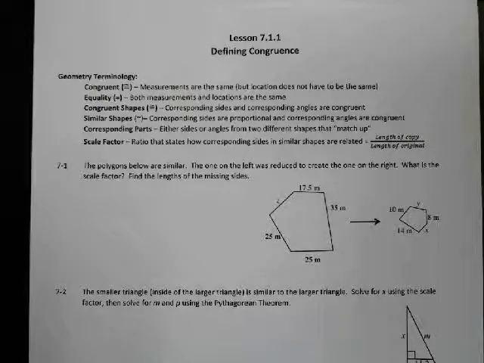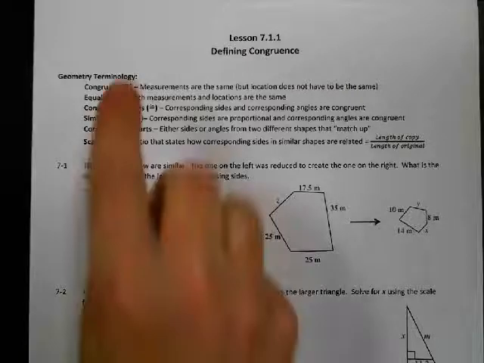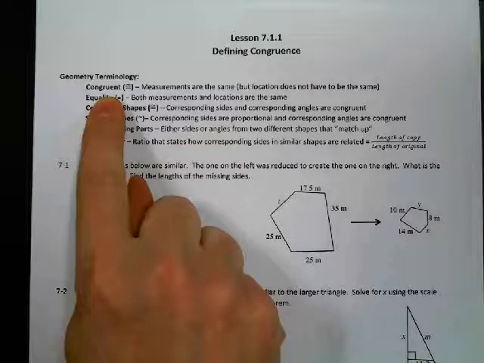All right, Advanced Math 8, I've got lesson 7.1.1, defining congruence. And we're going to be getting into a little bit of geometry here. So we're going to take a break from algebra. There'll still be some algebra in here, but for the most part, we'll be focusing most of our efforts on geometry at this point. Now, in geometry, we need some new terminology to describe what we're doing. The first thing is the idea of congruence.